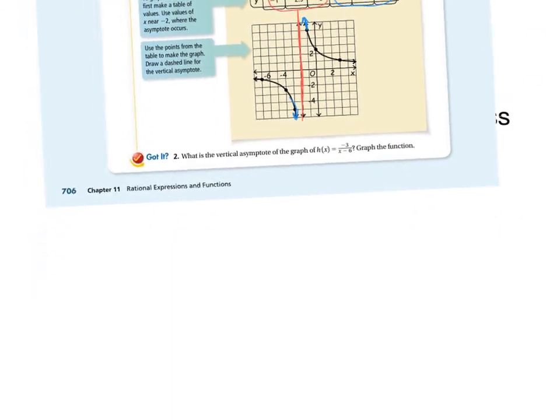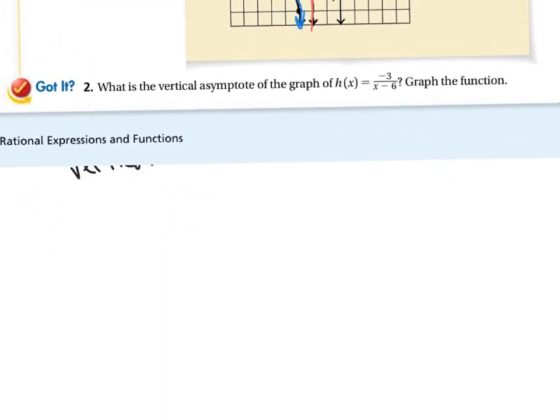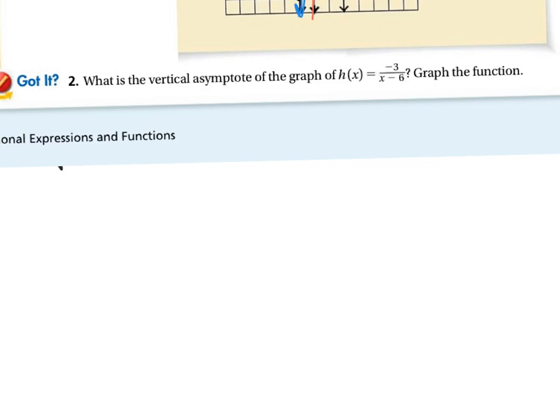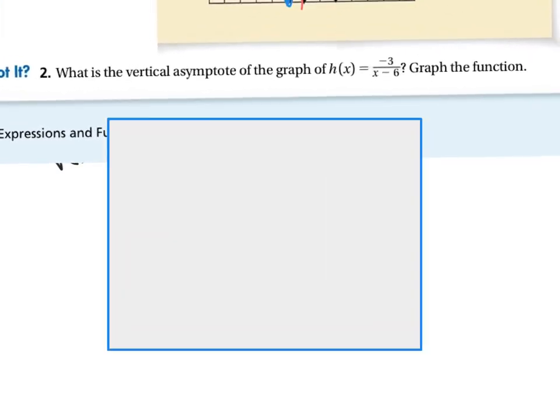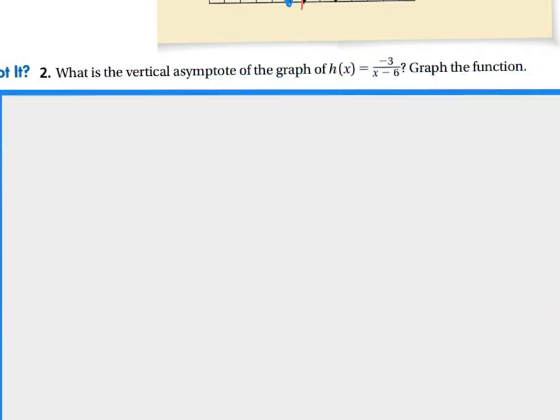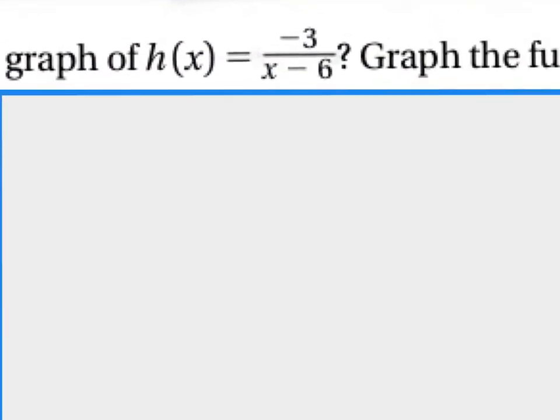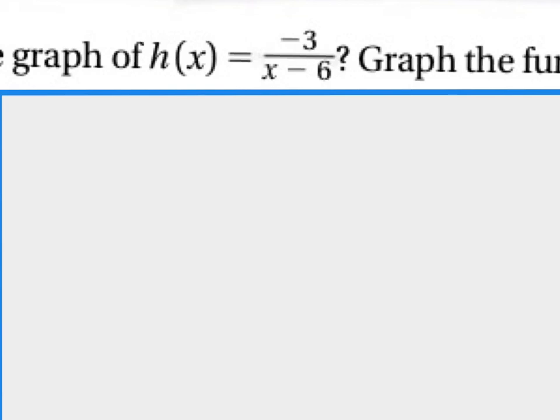So if we look at the "got it" problem, what is the vertical asymptote for this graph? And they want us to graph the function as well. And again, they have h of x. They could have easily just had y instead of that. That's just that function notation we've talked about.